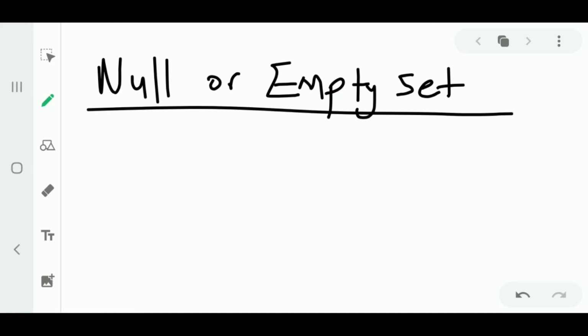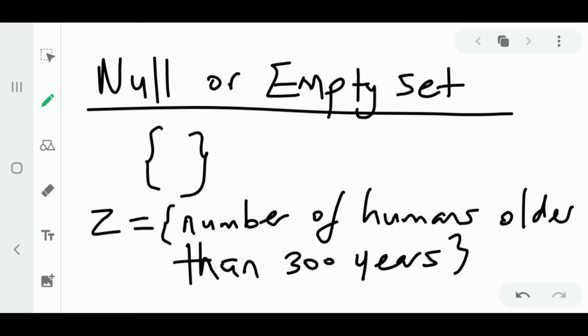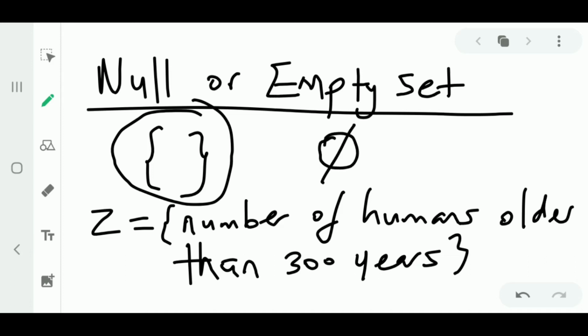Now we have the null or empty set. The null or empty set contains no element and is denoted by this symbol here, which is just the empty brackets. Let's say we're going to denote Z as the number of humans older than 300, non-existent. So we would denote it as this symbol here, which is the empty set. We could also denote it as this symbol right here.